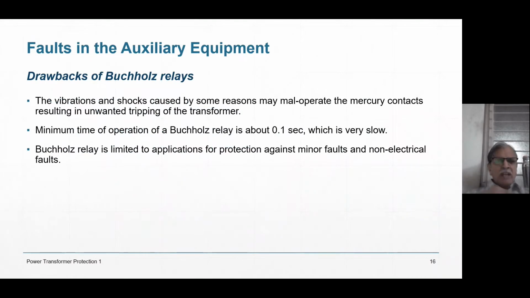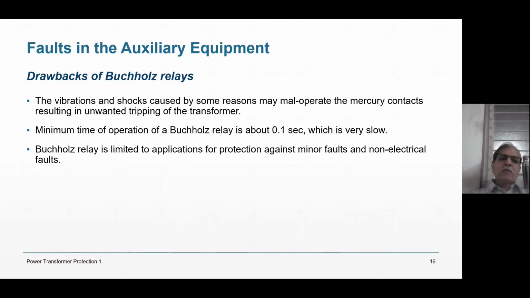But there are certain drawbacks also of the Buchholz relay. One thing is vibrations and shocks. If some substation is near a railway line, when the railway is passing, vibrations occur. That may operate the mercury switch and unwanted tripping may occur. So that is one drawback. Then another drawback is the minimum time of operation of the Buchholz relay is about 0.1 second. That is 100 millisecond, 5 cycles.